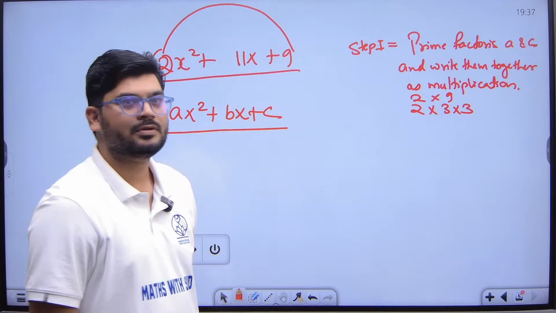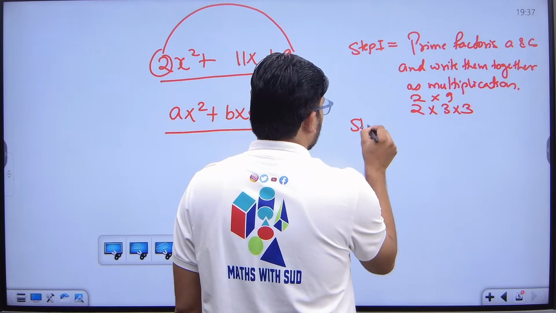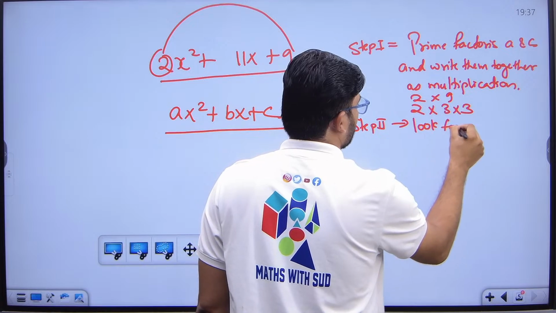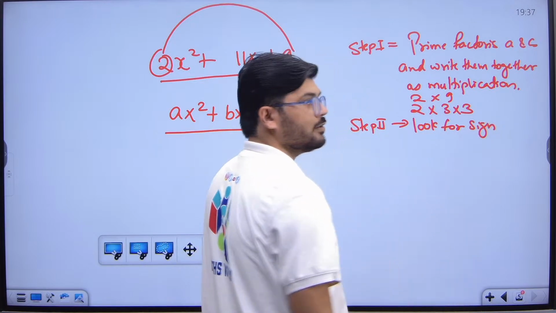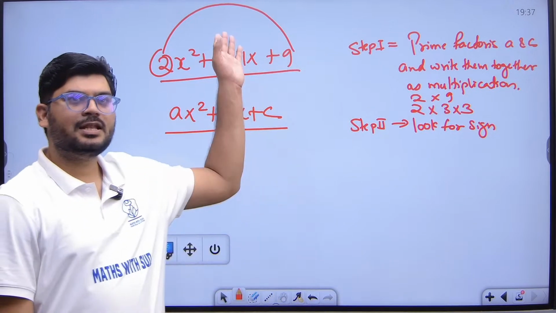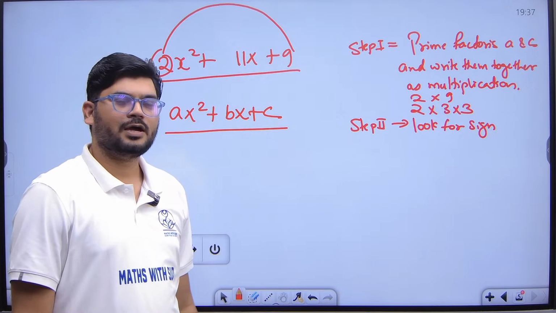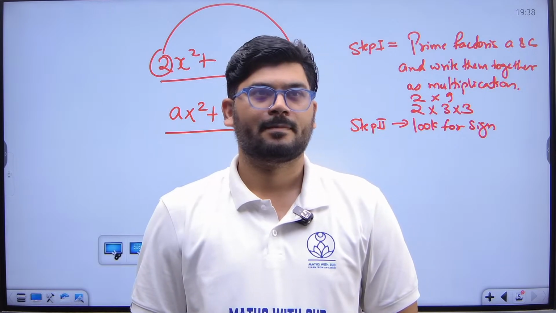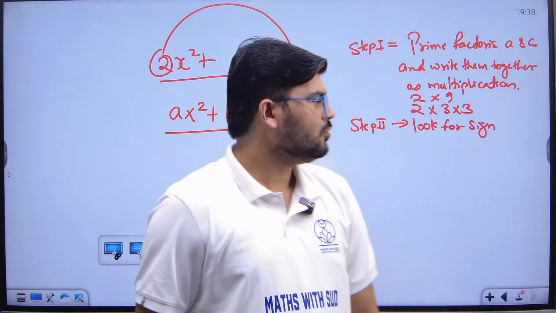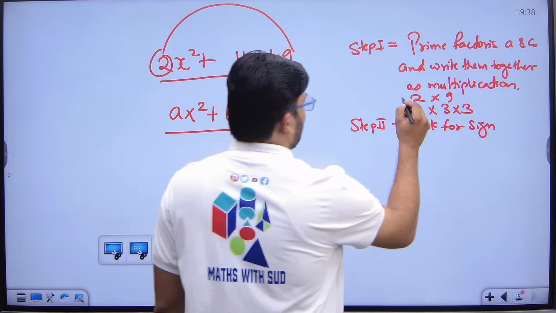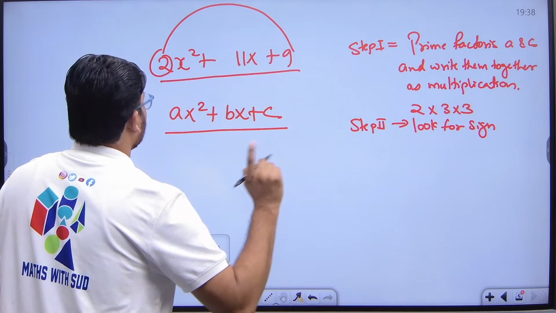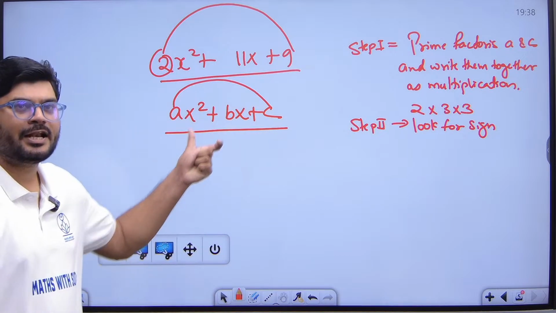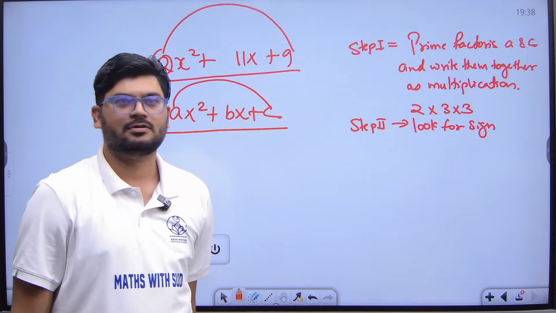This is the first step. Second step is look for the sign. Wait, before you got a 9, but isn't there 11? No, we are just looking for... See, the first step, please try to understand. First step is to do the prime factorization of a and c and write them in the form of multiplication. That's it.